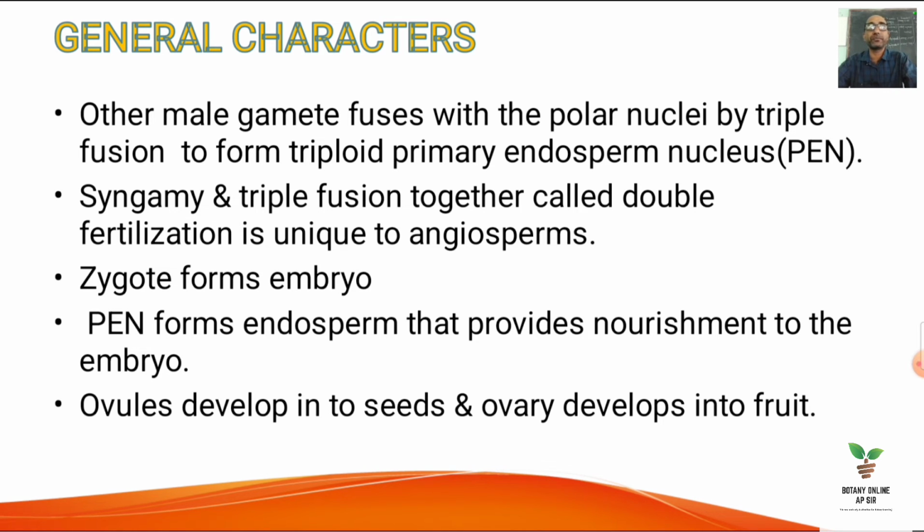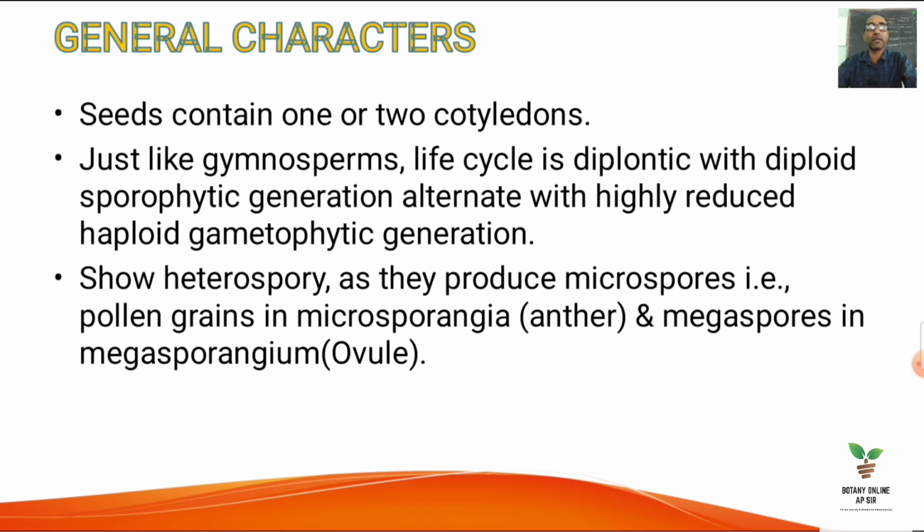Now inside the ovary, the ovule, that is the megasporangium, later develops into the seed, and the ovary itself develops into a fruit. Got it? The ovule develops into a seed and the ovary develops into a fruit. Now the seed contains one or two cotyledons, and on the basis of that you call it monocot or dicot.